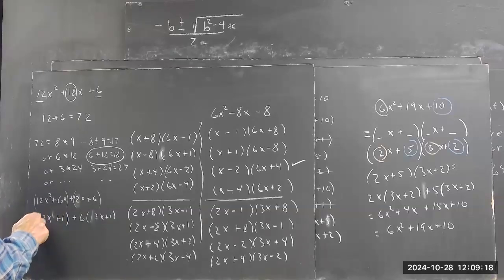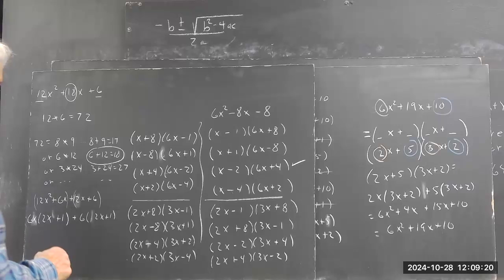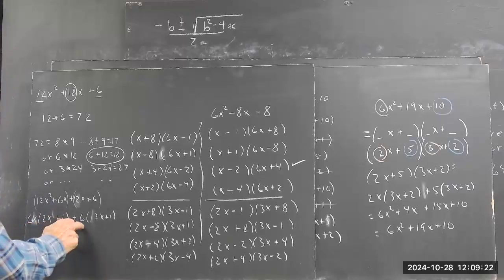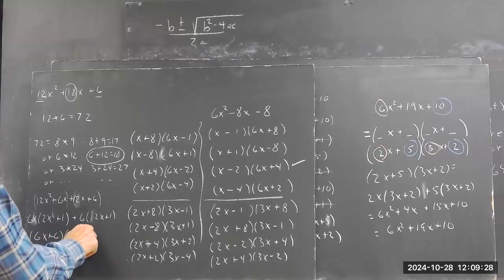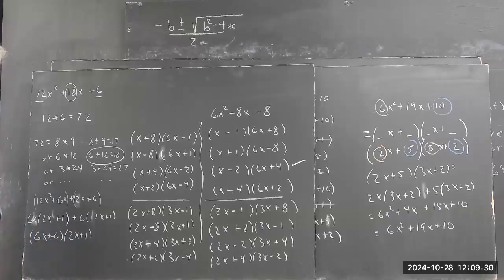There should be 6x times 2x plus 1. So now I can write this as 6x plus 6 times 2x plus 1. And there's my factor. 6 times 2x is 12x. 6x times 1 is 18x. And 6x times 2x gives you the 12x squared. 6 times 1 gives you the 6. Okay.